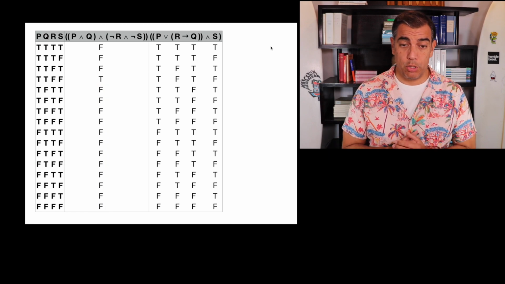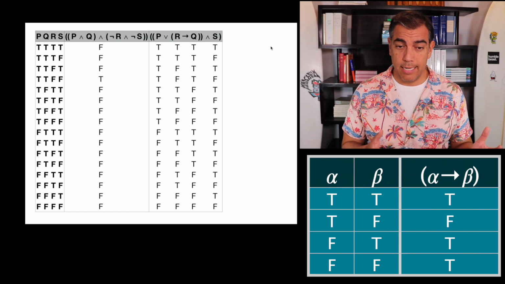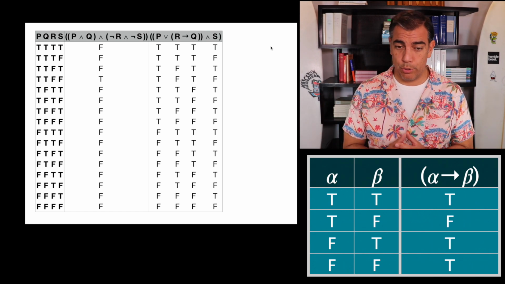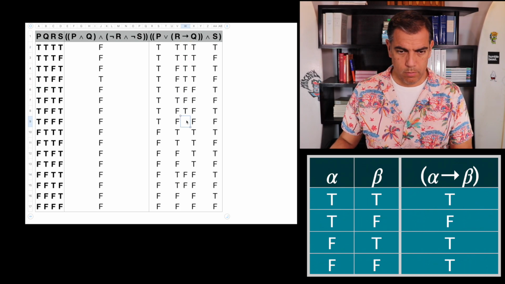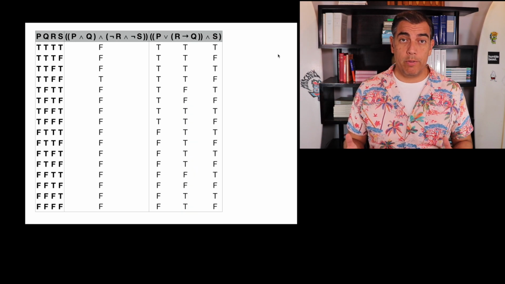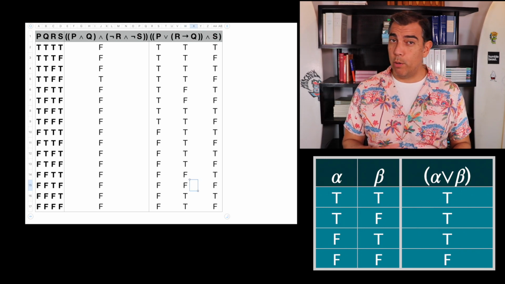Now for complex proposition number two, it looks like I have to build up the conditional first. Again, I'm gonna look for a T and then see if there's any F's. Then it's gonna be false. Otherwise, I'm gonna put true. Next, I have to build that disjunction P or if R then Q. Again, only false when both disjuncts are false.